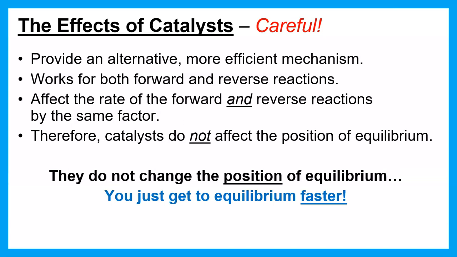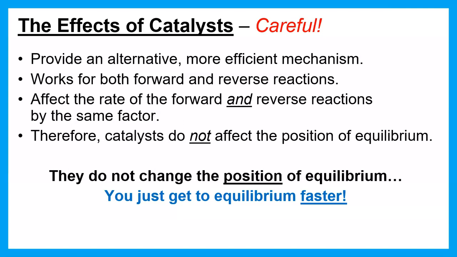So sometimes we'll ask you which of these factors can affect the equilibrium position. Don't fall for it, right? They're trying to trick you. They want to make sure that you understand that a catalyst will speed up the reaction, but it doesn't change the ratio of chemicals that you have when you're finished, right? You're going to end up at the same equilibrium point, just faster.